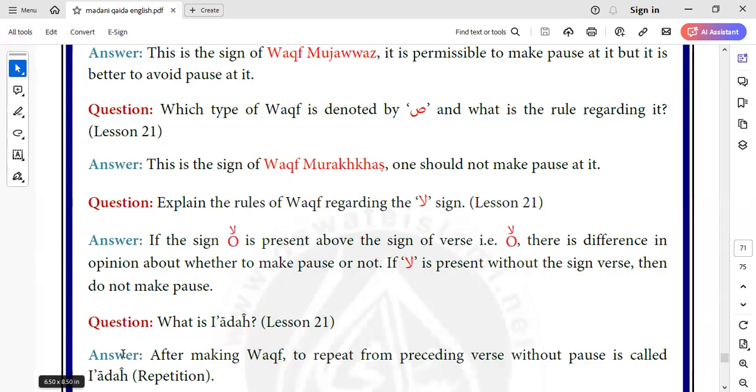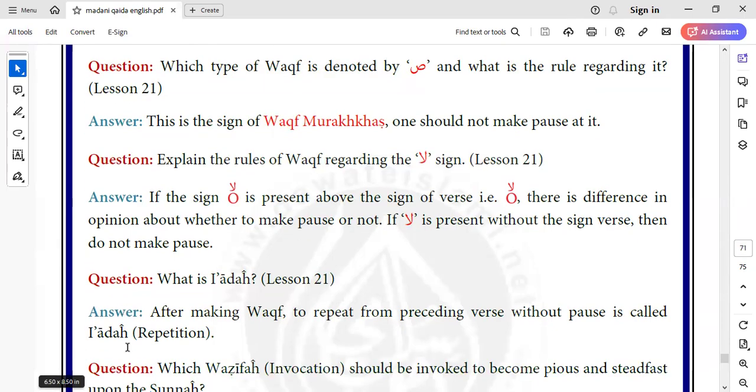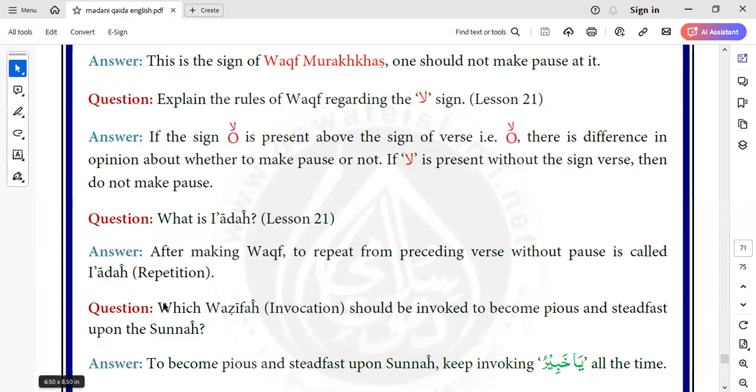Question. What is Iada? Answer. Repeating a word from the preceding verse without pausing is called Iada, repetition. Question.